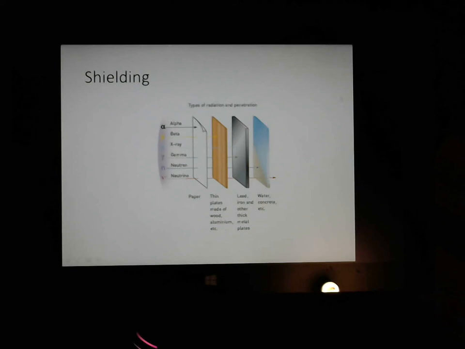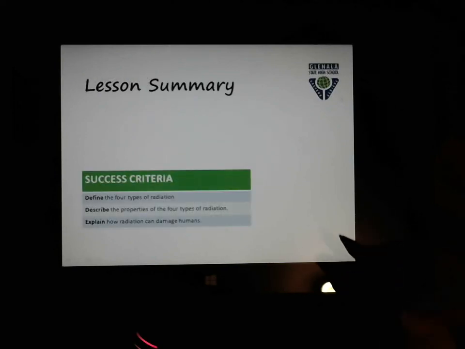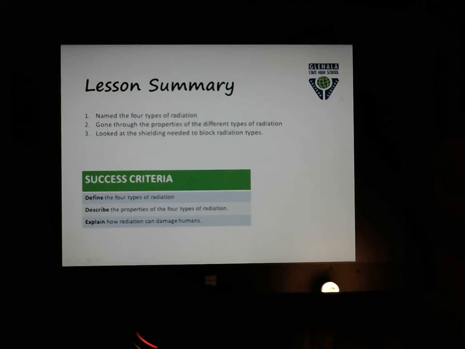Okay. So that covers this video. So let's see, we've done three things. We have named our four types of radiation. We've gone through the properties of those different types of radiation, and we've looked at the shielding needed to block those radiation types.